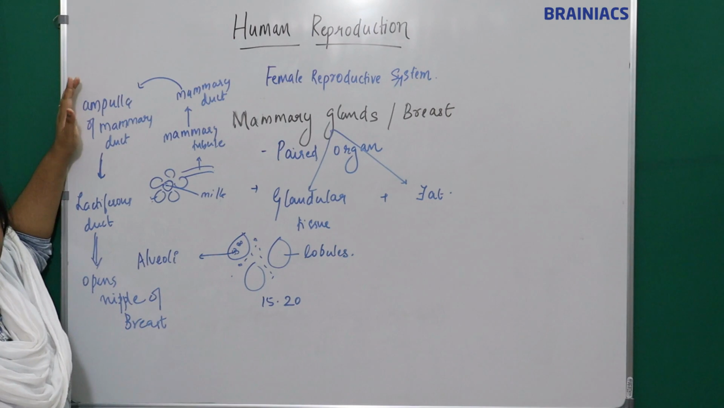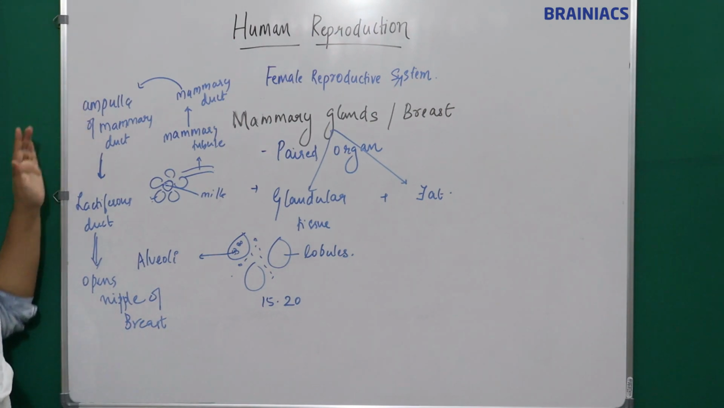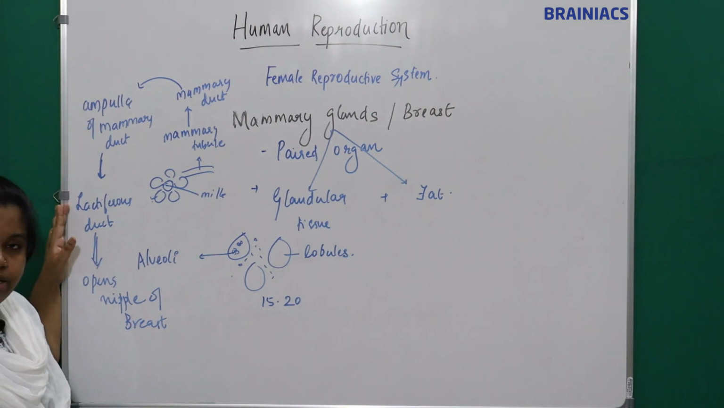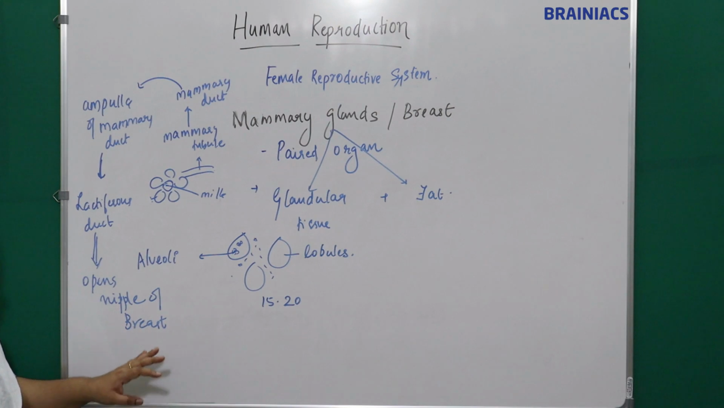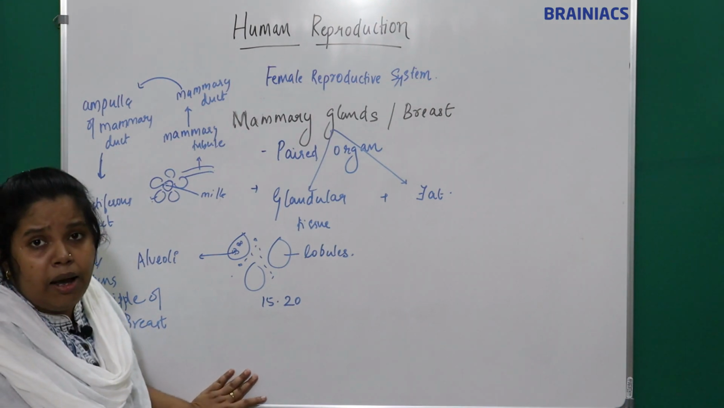Wider part called the ampulla of the mammary duct, and this ampulla opens into the lactiferous duct, and the lactiferous duct will come out via the nipple of the breast. Via the lactiferous duct the milk will come out. Understand? This is regarding the mammary gland.